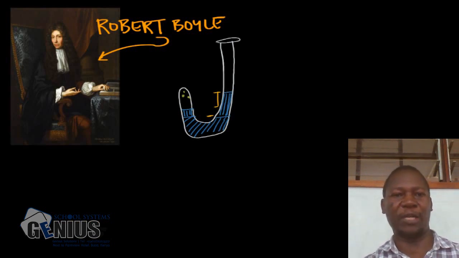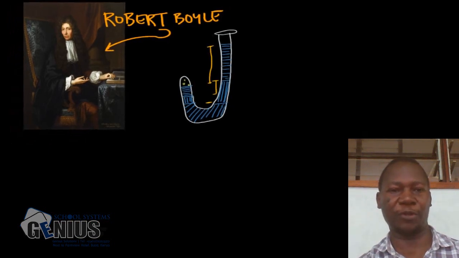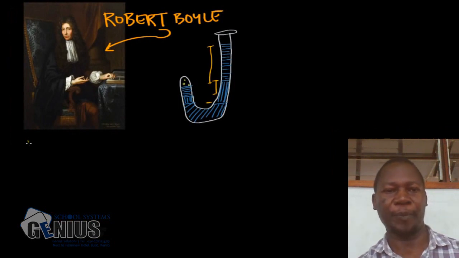Things got really interesting when he added a bit more mercury, because now the two levels didn't equalize, instead they were offset. What this meant was that the trapped gas pressure over here was greater than the atmospheric pressure, such that the gas pressure was equal to the atmospheric pressure plus the fluid pressure of the height difference. You can think that the gas is pushing down on this part of the mercury with the same pressure as the atmosphere pushing down over here, plus this bit of fluid over there pushing down.